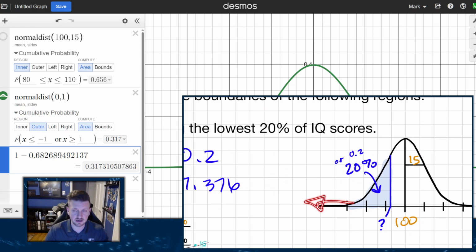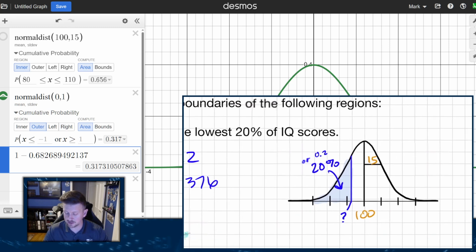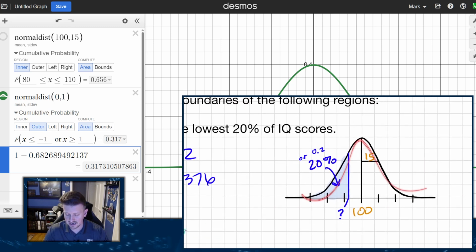In theory, this goes to negative infinity. But the cutoff point would be the highest point on the low end. So we're looking for this number. So in terms of drawing my picture, I have a normal curve, and my mean of 100, standard deviation 15. This time I know what the shaded region is. It's 20% and it's on the low end. I don't know this number and I want to know it.